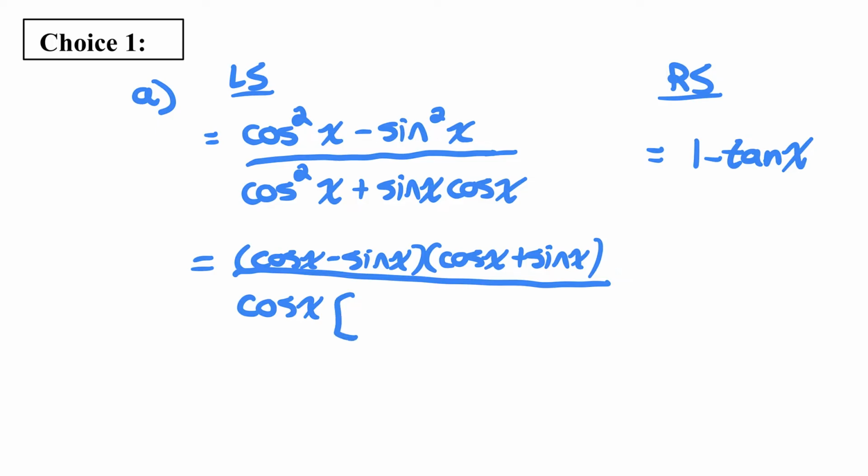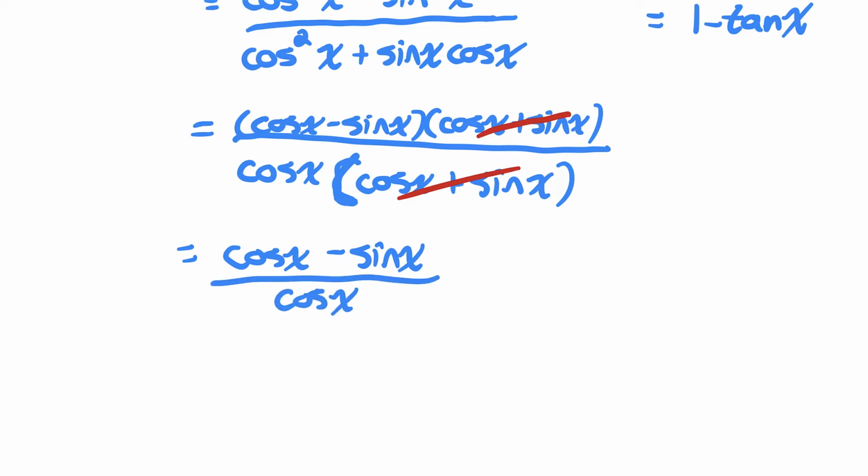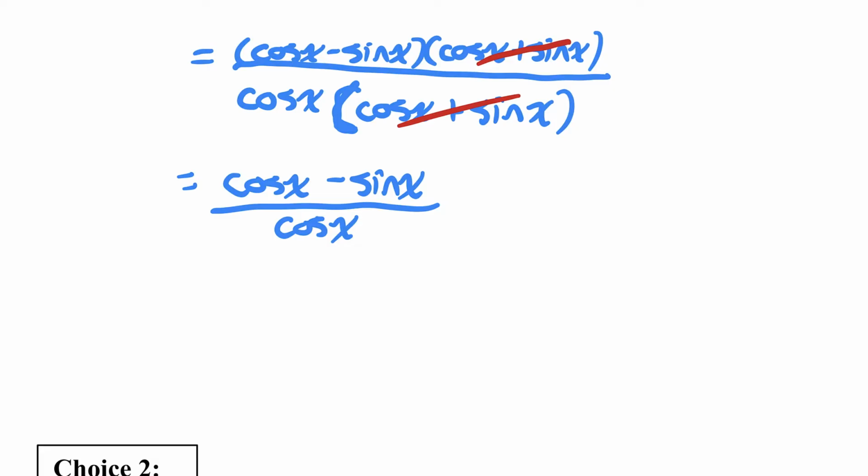When I divide cos squared x by cos x, I get cos x. When I divide sine x cos x by cos x, I get sine x. And then I see in the numerator and denominator, I have a factor of cos x plus sine x that can be canceled with each other, which leaves me with cos x minus sine x all over cos x. Now I could go to the right side and make it look like this, but I think I'll just continue on the left side here.